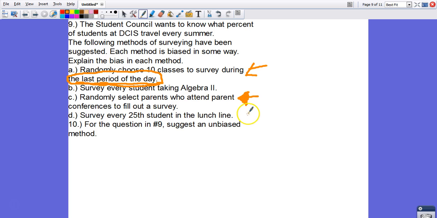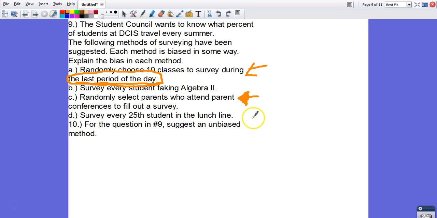Survey every 25th student in the lunch line. Well, students in the lunch line are probably going to have, I'm thinking, a little less money than people going out for lunch every day, or people going out for lunch have their own jobs or whatever. So people standing in the lunch line might not have as much money to travel, or those are all going to be younger students because most of the older students go out for lunch. There's a ton of different ways to see why that's biased.